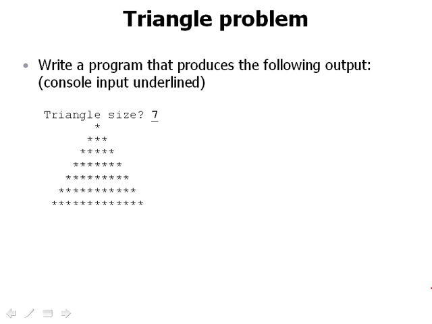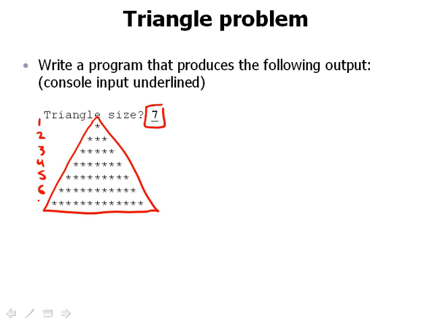This program also accepts some console input. So the program begins by prompting the user for a triangle size. In this particular run of the program, the user has typed a size of 7. And then that will lead the program to draw this text figure in a triangle shape, and the triangle figure will have the number of lines that the user has typed in as the triangle size.